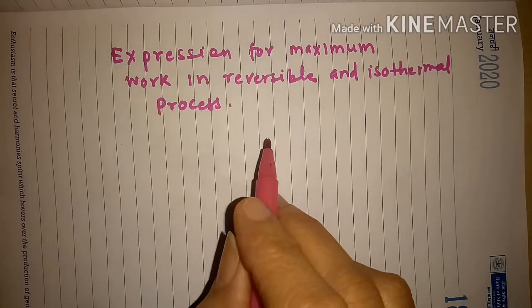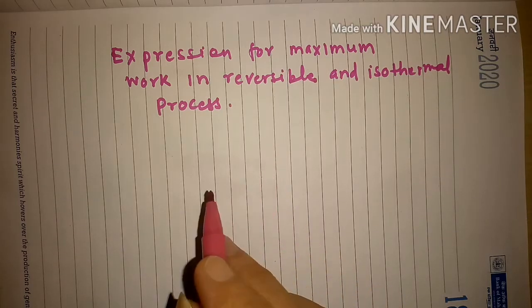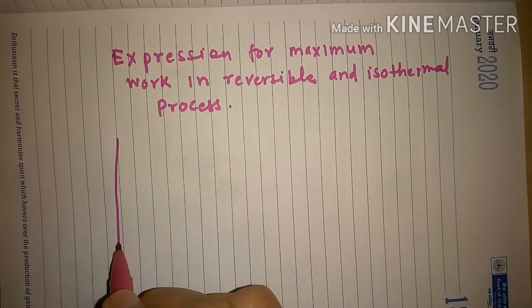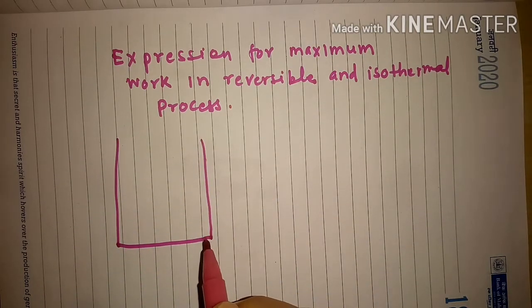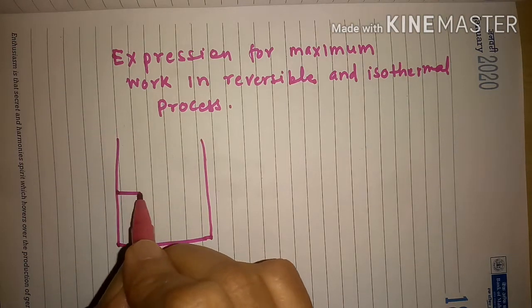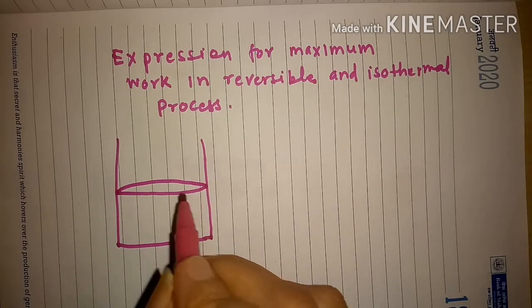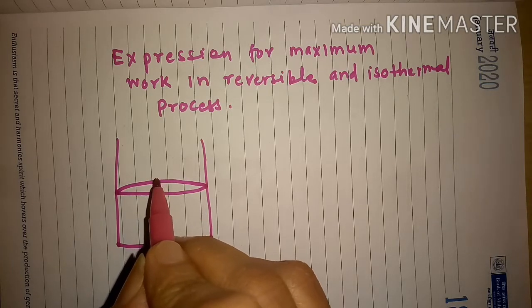Expression for maximum work in reversible and isothermal process. Now consider n moles of an ideal gas enclosed in a cylinder which is fitted with a movable rigid piston. It expands isothermally and reversibly from initial volume V1 to final volume V2 at temperature T.